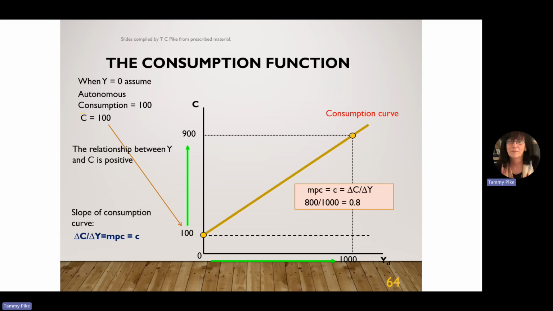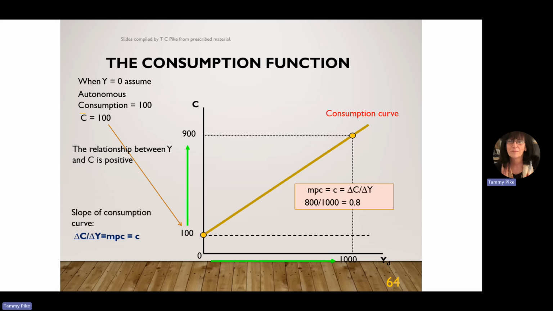So to try and make it a little bit easier for you to remember all of that, think for yourself, out of every R1 that you earn, how much do you spend or how much do you save? That is what we are looking at here. And then obviously you need to learn, what is it called? Marginal propensity to consume. And what is it? It is the gradient of the consumption curve. And there we have it again.